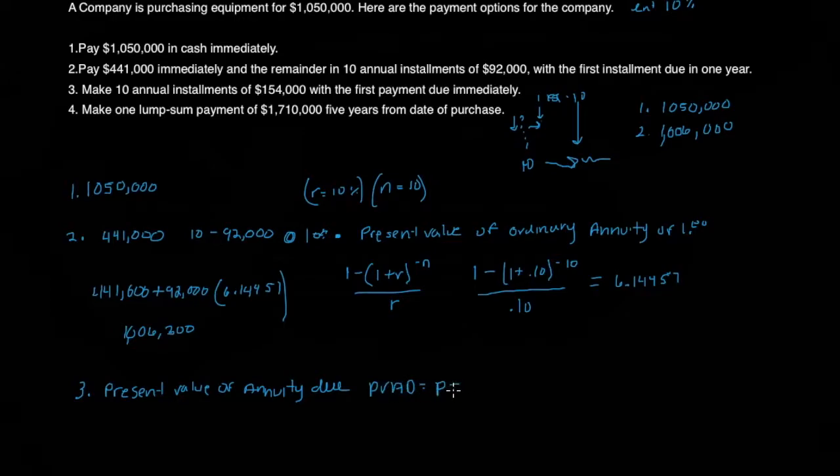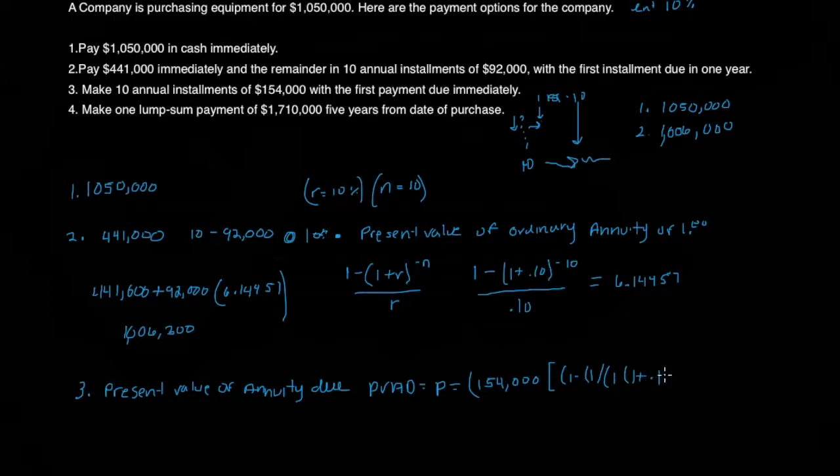So you're going to start with your annual installments of $154,000, and it gets pretty complicated, but you're going to open up a set of brackets with some parentheses as well, and you'll have 1 minus parentheses 1 divided by parentheses 1 plus your rate, which is 0.10, 10%.